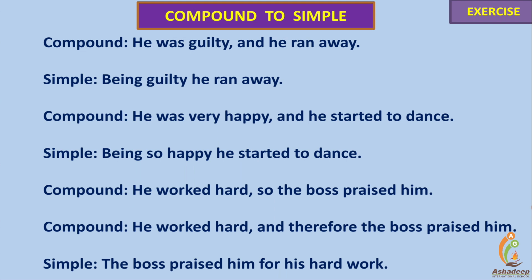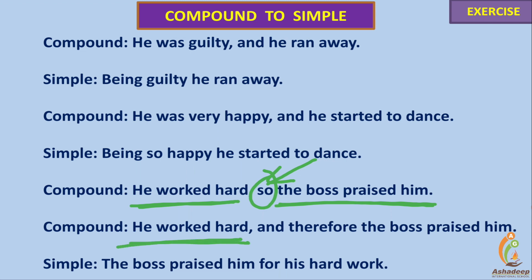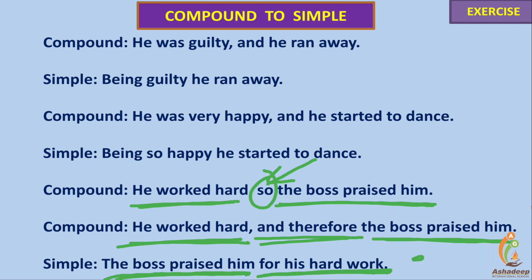Next one. He worked hard, so the boss praised him. So is the coordinating conjunction connecting these two clauses. Both are independent. Now see, he worked hard and therefore the boss praised him. It's also an example of compound. Now how has it been converted into simple? The boss praised him for his hard work. For his hard work, it's the phrase.